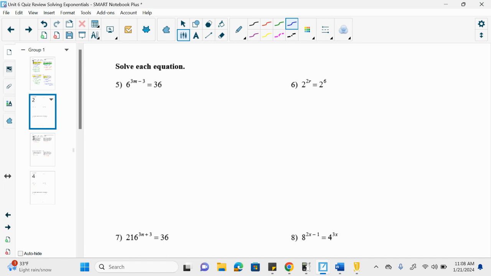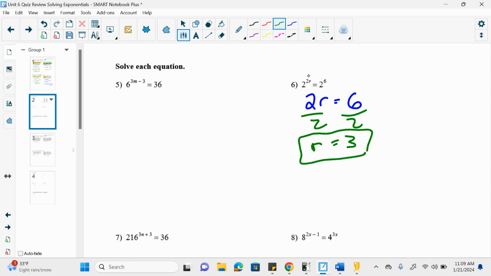2 to the 2r power equals 2 to the 6 power. Well, 2 to some power equals 2 to some power. You're going to get the same answer if your exponents are the same. So really all we need to do is say, well, let's make 2r equal 6. We can solve for r. r equals 3. Well, that makes sense, right? If we put in 3 for r, 2 times 3, that's 6. Now it's 2 to the 6 equals 2 to the 6.